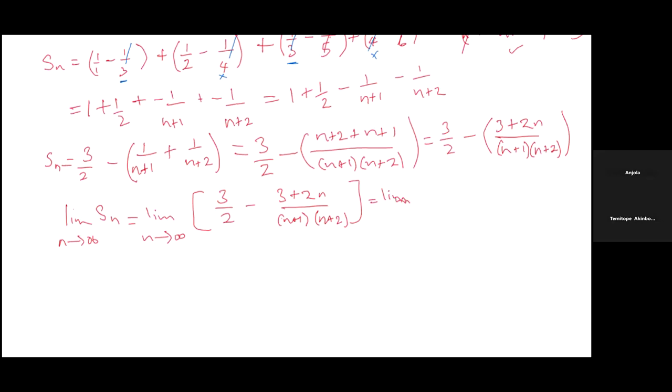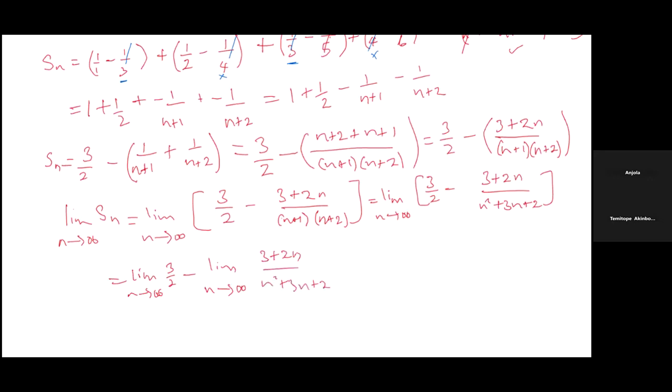So the limit as n tends to infinity of 3 over 2 minus (3 plus 2n) over (n squared plus 3n plus 2). Now, you separate the limit by the rule of limits. The limit of a sum is the sum of the limits. So I will separate that: the limit as n tends to infinity of 3 over 2 minus the limit as n tends to infinity of (3 plus 2n) over (n squared plus 3n plus 2).